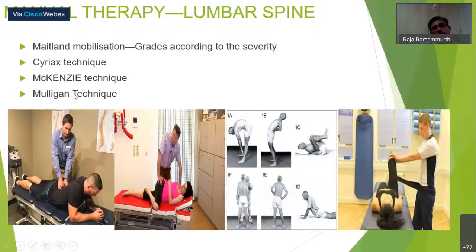Those days we were totally depending on the machineries. But nowadays, for these two decades, manual therapy has become very familiar, and it gives good results on back pain patients, right? And here, the first technique used to reduce back pain is the Maitland mobilization. The grades should be given according to the severity of the patient, and none of the manual therapy should be given in any post-operative conditions. You should not give.